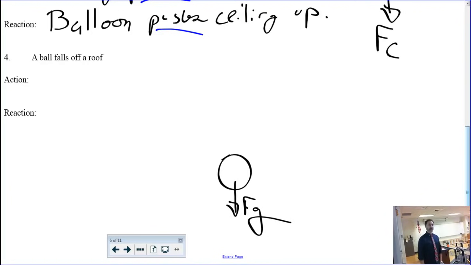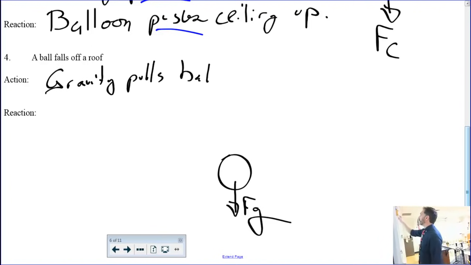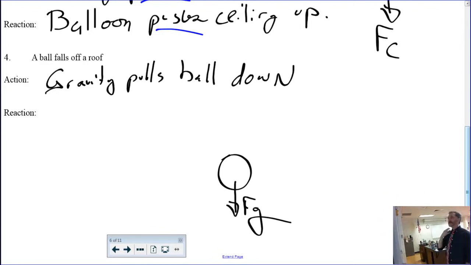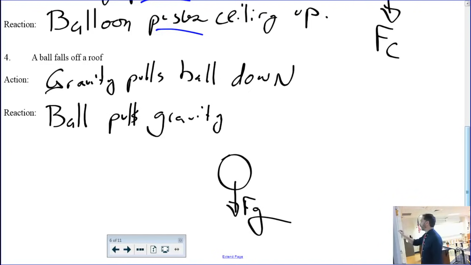Here's the common mistake people make. Do not write this down, unless you want to write it down and then write down that it's wrong. Students always write, oh, well, gravity pulls the ball down, right? I agree that that is an action force. But then your reaction would be, oh, well, that means that the ball pulls gravity up? That doesn't make sense, right?